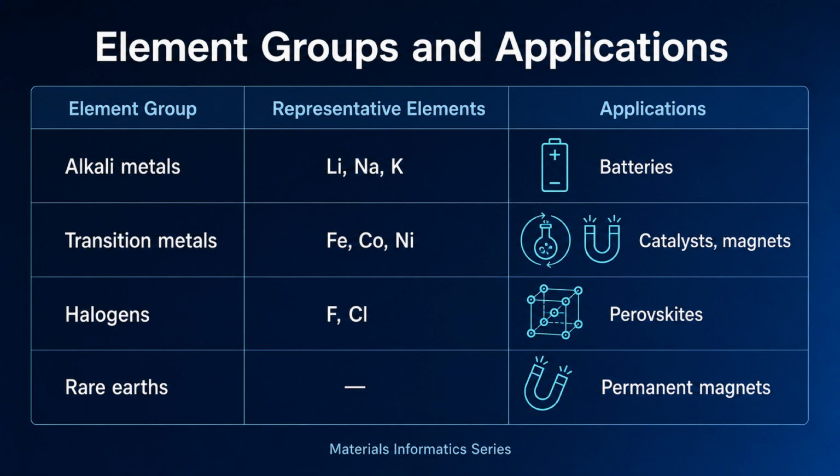Different element groups have characteristic properties that determine their applications. Alkali metals like lithium, sodium, and potassium have low ionization energy and are used in batteries. Transition metals like iron, cobalt, and nickel have multiple oxidation states and are used in catalysts and magnetic materials. Halogens like fluorine and chlorine form ionic bonds and are used in perovskites. Rare earth elements have unique magnetic properties for permanent magnets.